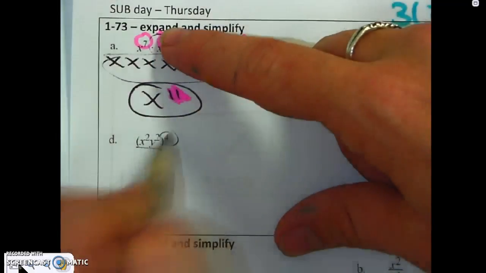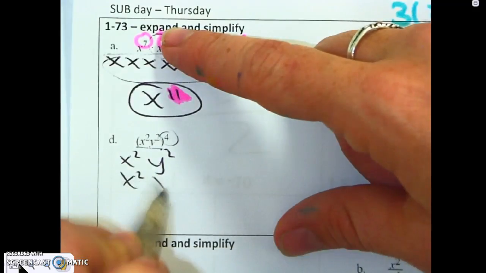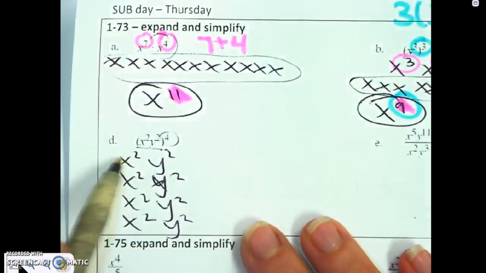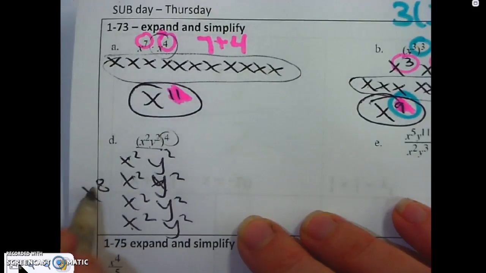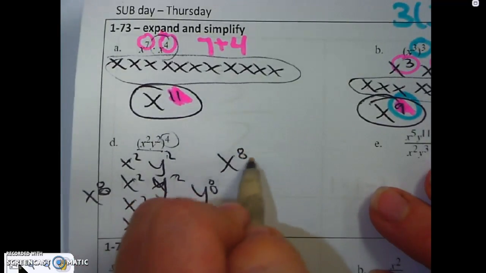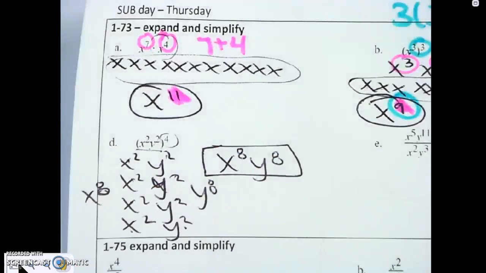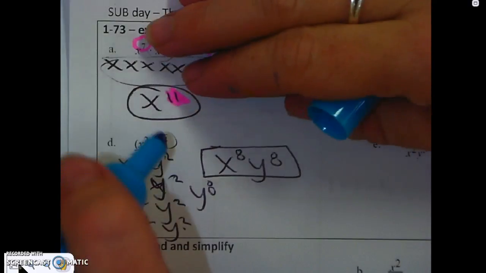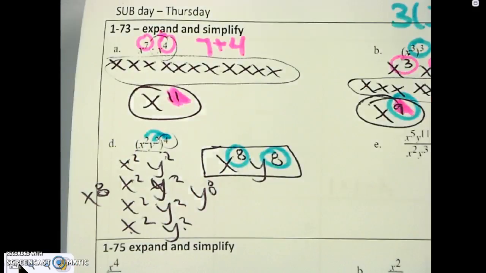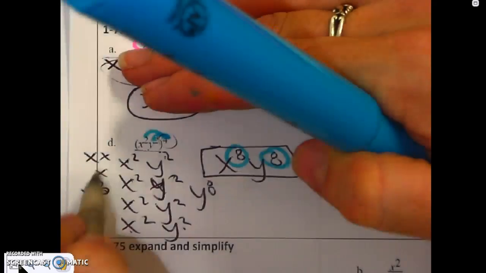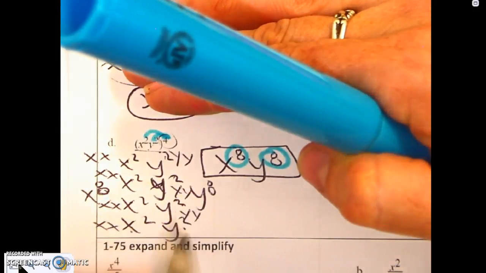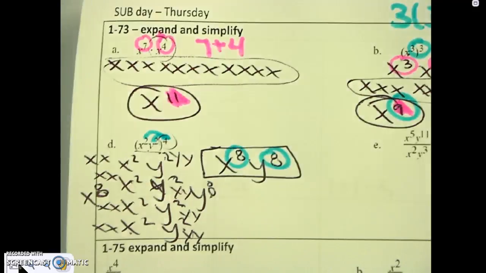Let's go to this one. I'm going to write it 4 times: x squared, y squared, x squared, y squared, x squared, y squared, x squared, y squared. So I have 2, 4, 6, 8 of these. My answer is x to the 8th, y to the 8th. I could have also done 2 times 4, 8. It doesn't matter. Just count it out. I could have gone 1 through 8 for each, which gives me the 8.